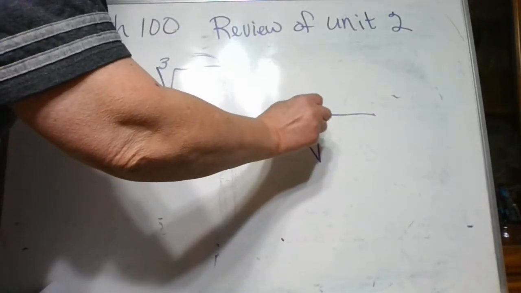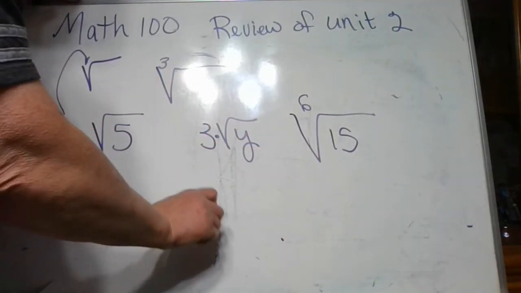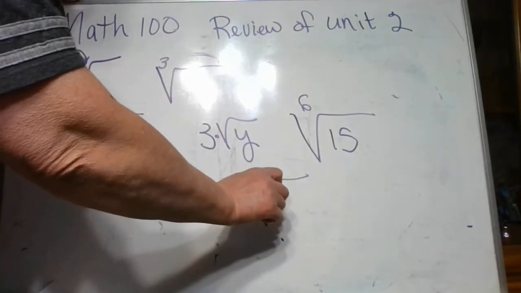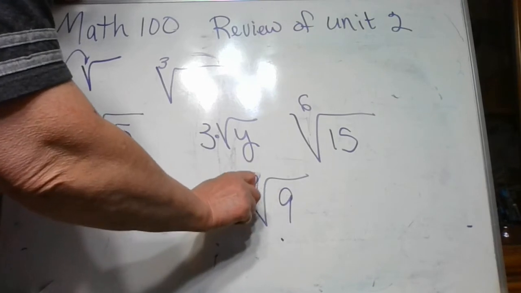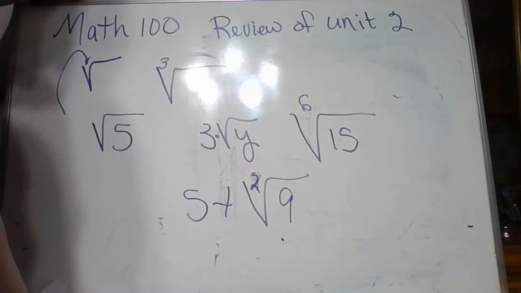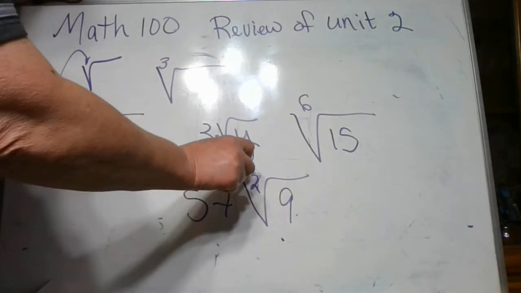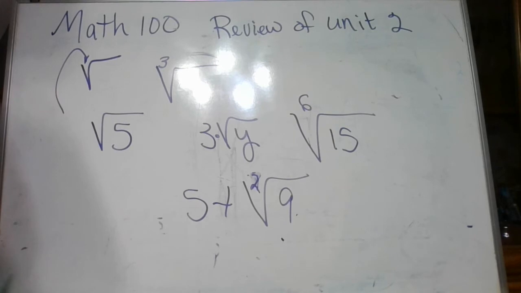This would be the 6th root of 15. This would be 5 plus the square root of 9. Whoops, put the 9 in the wrong place. 9. That's a 2 there if there's nothing given. So this is called the radicand. This is called the index or the root. Again, you should have all these notes. I'm just reviewing them with you.